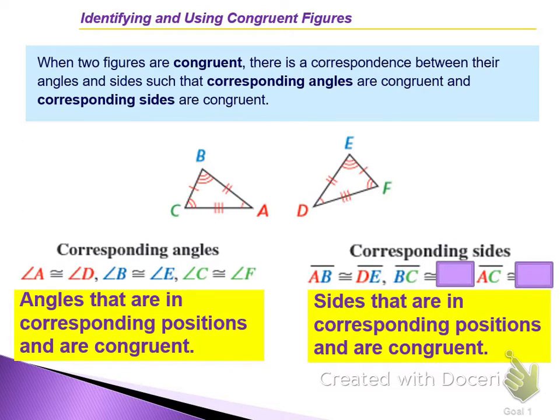The second says BC. So if I say BC on the first triangle, what am I going to say on the second? EF. And then last, we got AC, which corresponds with and is congruent to DF.